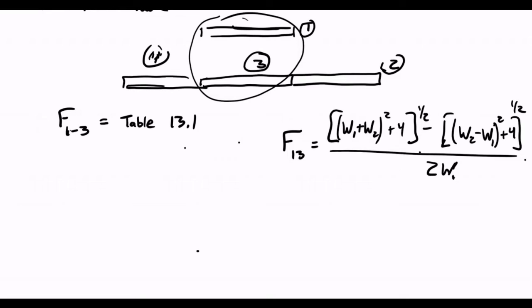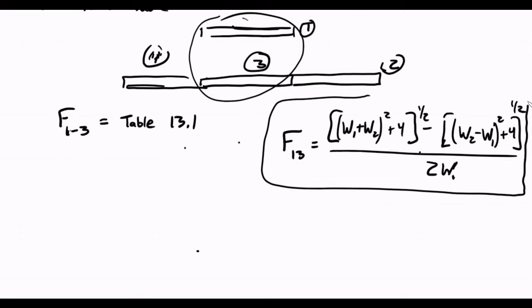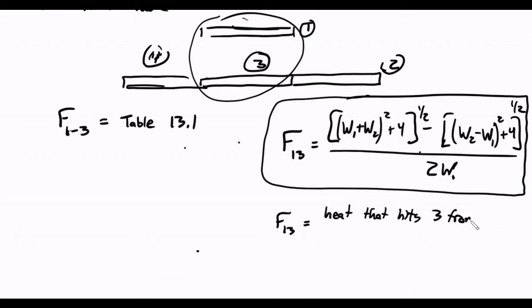Okay, so again, this equation right here, I just got straight out of the book, entry number 1 in table 13.1, and I'm using it to describe the view factor between 1 to 3. So all of the energy that will hit surface 3 that left surface 1, the fraction of it, right? So remember, just as a review, the view factor here would be heat that hits 3 from 1 over all of the heat from 1. And this equation right here is going to tell us that.